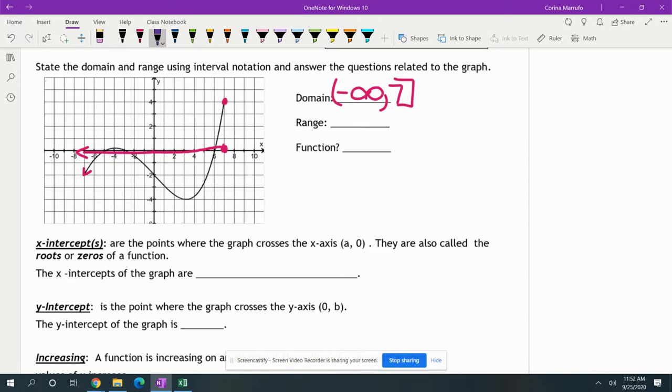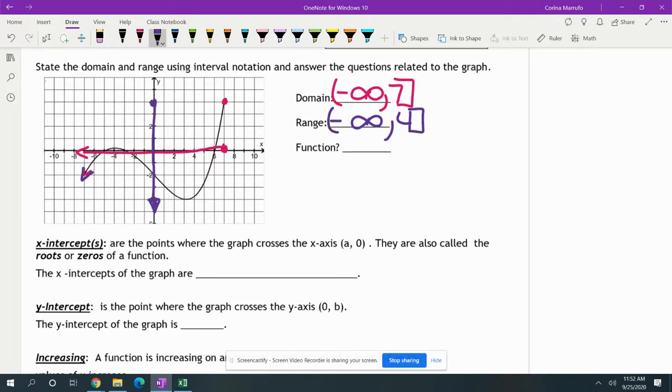Then we look at the range. How low does our graph go? It looks like this is the lowest point, but you do have to notice that this arrow is pointing down, so that means the graph is going to continue down. Then we go up and look, how high does our graph go? It goes all the way up to 4. So for the range, it's going to be from negative infinity all the way up to positive 4.